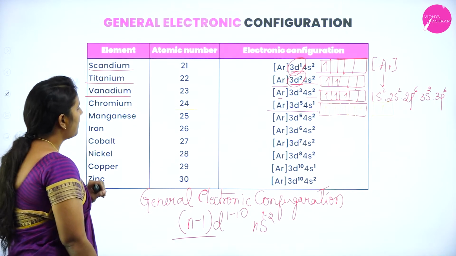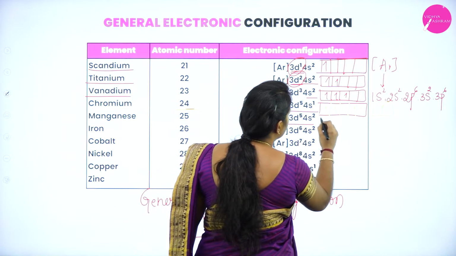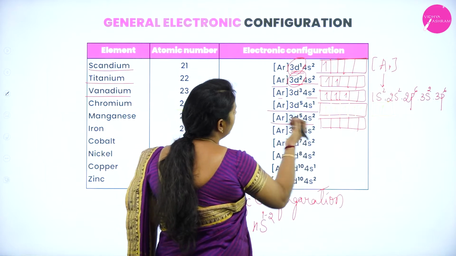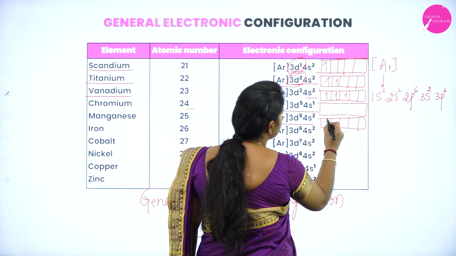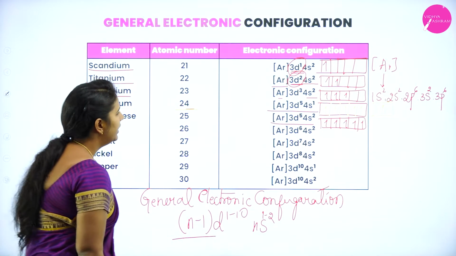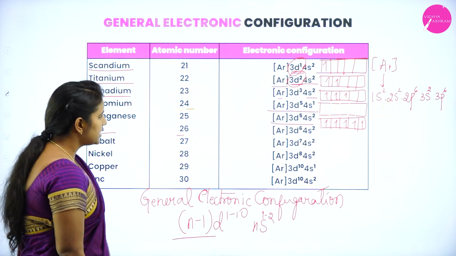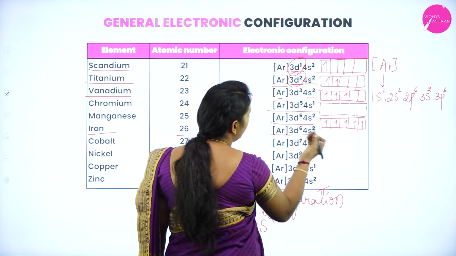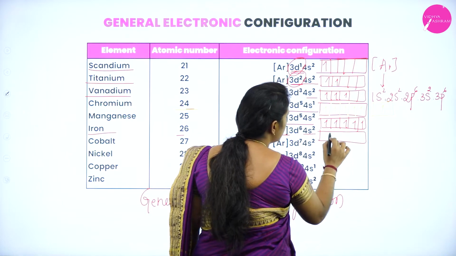Next we have manganese, which consists of 25 electrons. Again the electronic configuration goes like this. First I will fill the argon, then the 4s orbital which consists of 2 electrons, whereas the 3d orbitals consist of 5 electrons. Okay. Then next is iron, which consists of 26 electrons. Under that, argon has 18, then 4s has 2 electrons. Similarly 3d has 6 electrons.